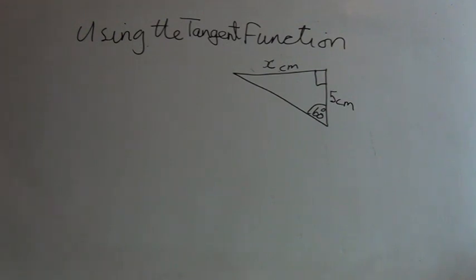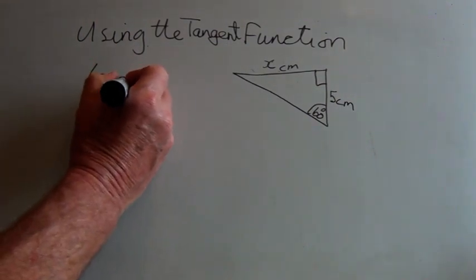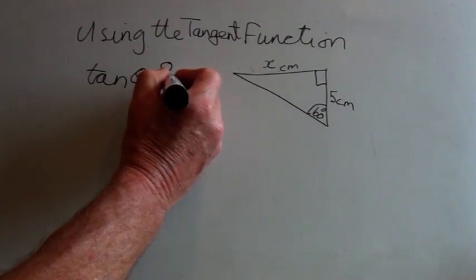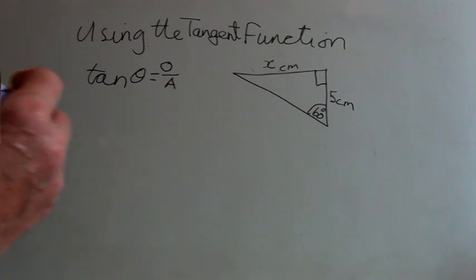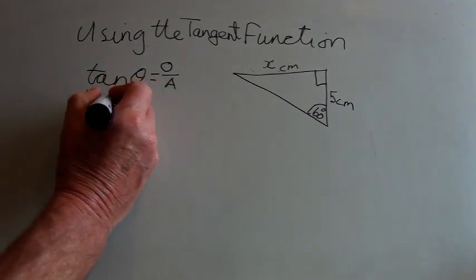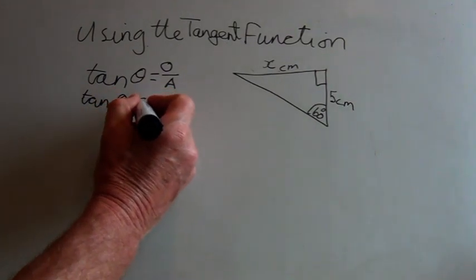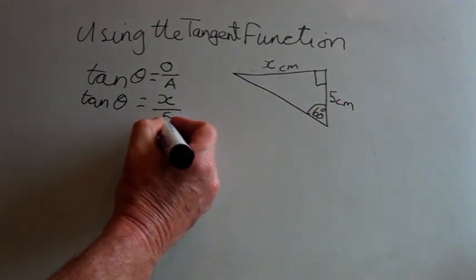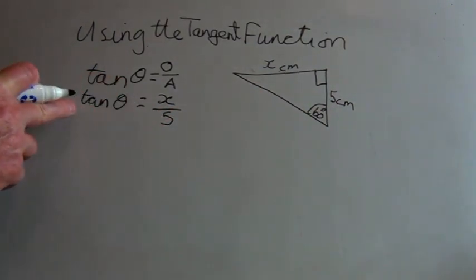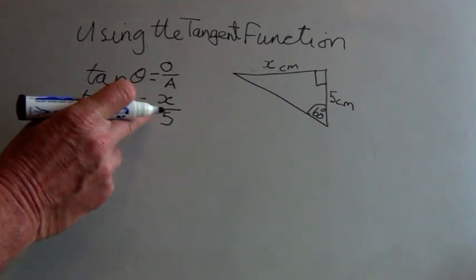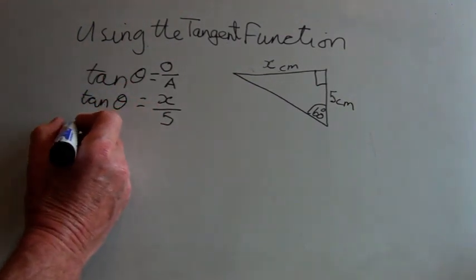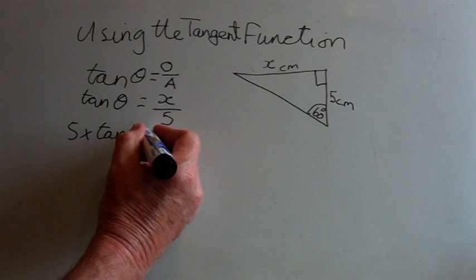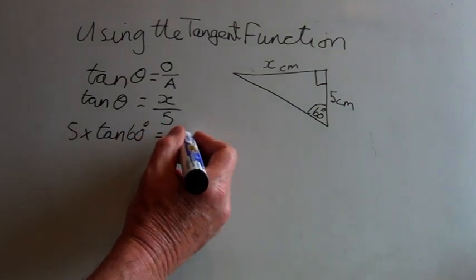So we know that the tan of theta equals opposite over adjacent. Therefore, the tan of theta equals opposite, which is x, over adjacent, which is 5. Now to get rid of the 5, we need to multiply through by 5, and that will get rid of this fraction. So we can also say 5 times the tan of theta, which is 60, equals x.